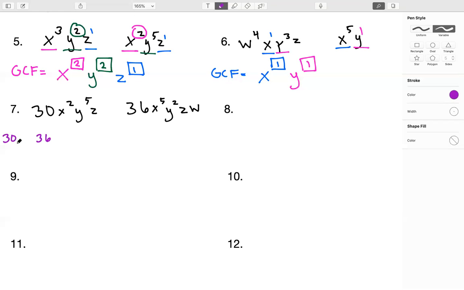30 and 36. You might know right off the bat that the answer is 6, but if you didn't, you could see that they are both divisible by 2. 30 divided by 2 is 15. 36 divided by 2 is 18. And then these are both divisible by 3, and you're left with 5 and 6. These are no longer divisible by anything in common but 1, so we multiply 2 times 3 is 6. You can divide 30 and 36 by 2 and then by 3, same as dividing by 6.